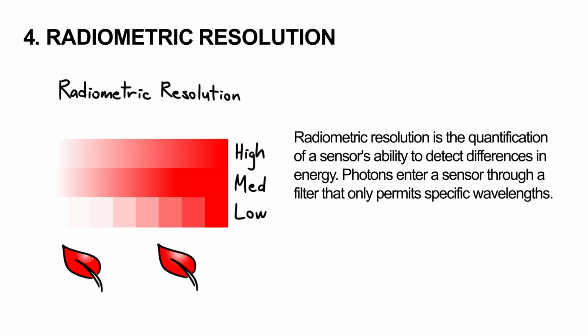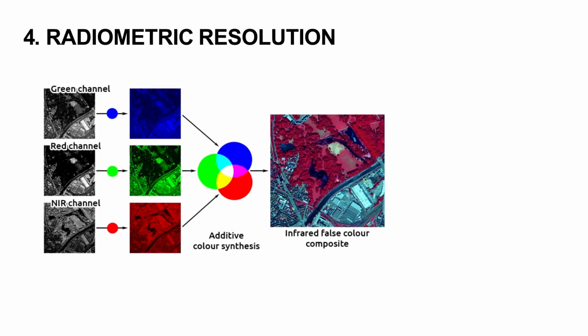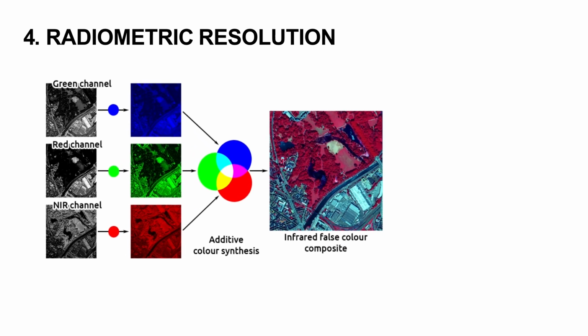Photons enter a sensor through a filter that only permits specific wavelengths. The energy of the photon is recorded as a digital number, DN, and the digital number is assigned to a pixel. A simple visualization of radiometric resolution would be to think of 3 colors: red, green, and blue.